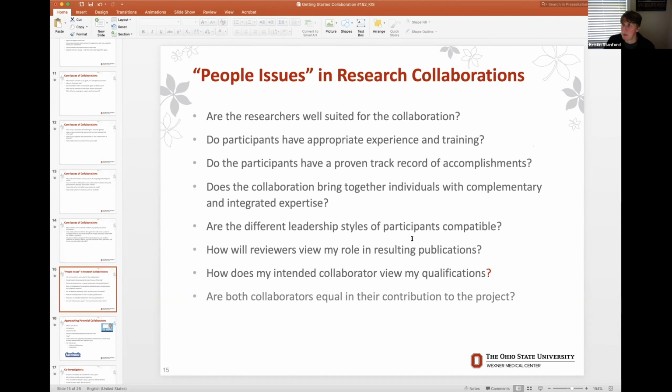So this gets to people issues in research collaborations. And this can span a bunch of different things. Are the researchers well suited for the collaboration? Do they have appropriate experience and training? Do they have a proven track record of accomplishments? Does the collaboration bring together individuals with complementary and integrated expertise?